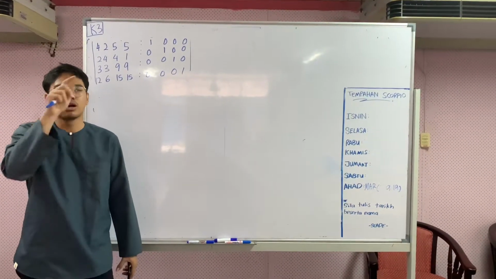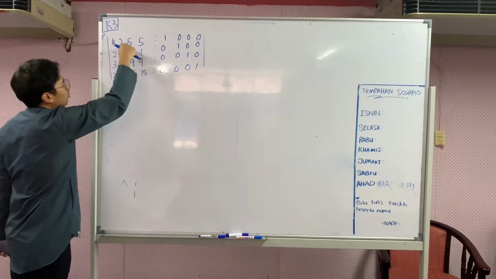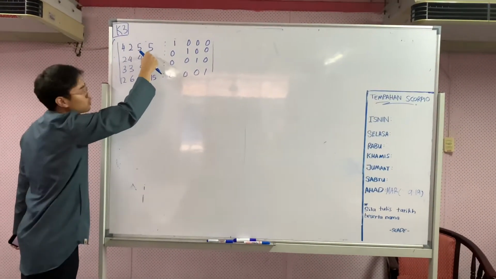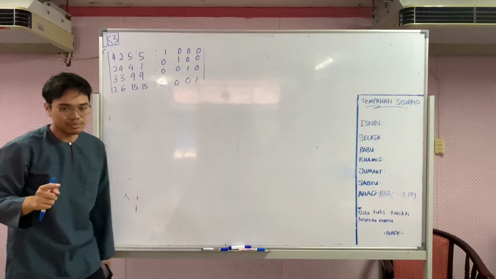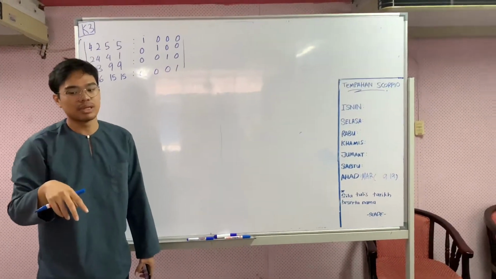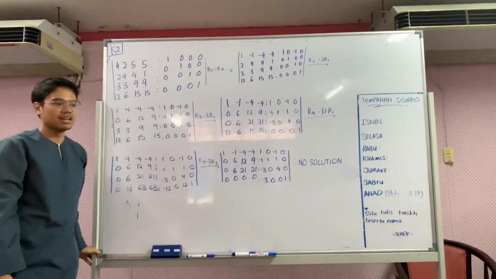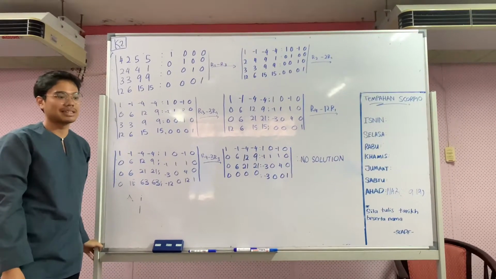For example, we put row 1 and change it into row 2, and row 2 into row 1. Okay, let's continue with our calculation.